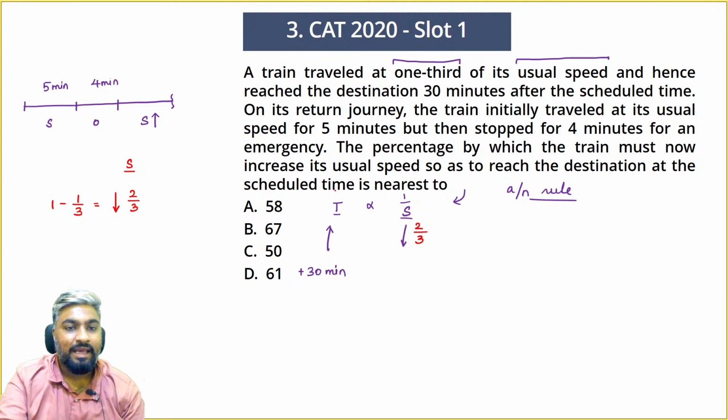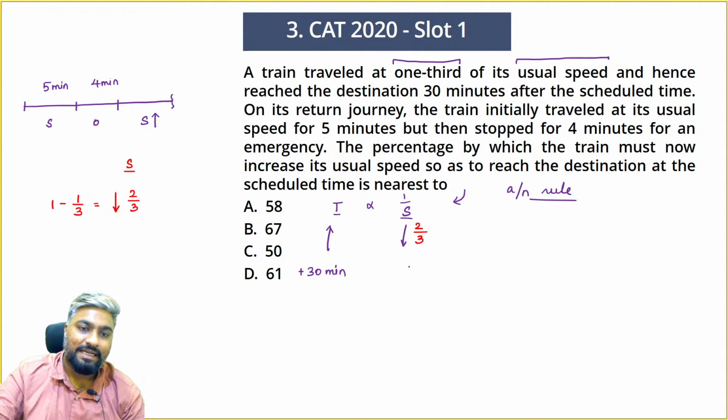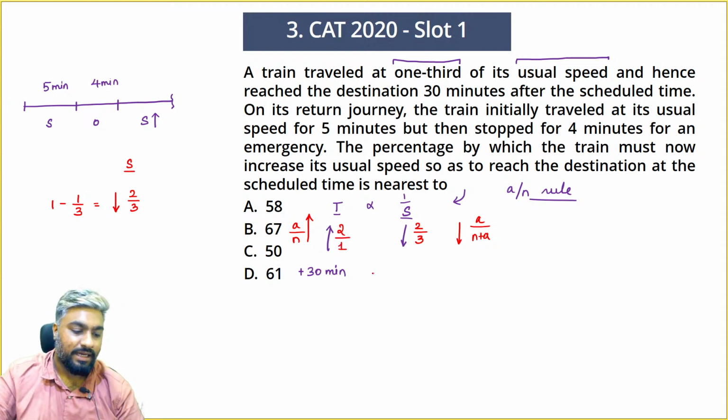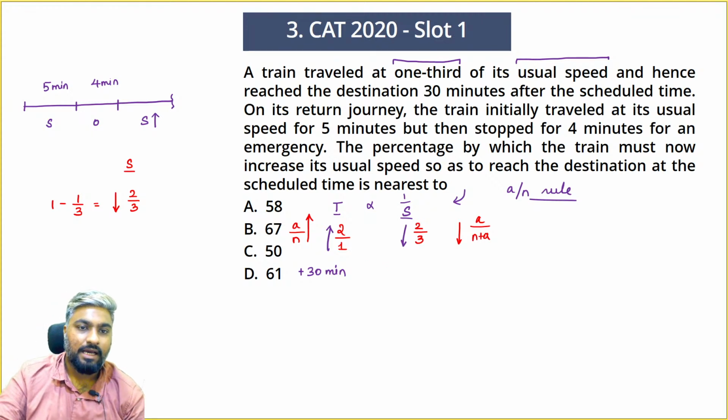Quickly tell me. If one of the terms decreases by A by N plus A, then the increase should be A by N, correct? So if the decrease is 2 by 3, can I say the increase will be 2 by 3 minus 2, which is 2 by 1? Say yes if you agree, guys. A 2/3 decrease means the increase will be 2 by 1. A by N increase leads to A by N plus A decrease.